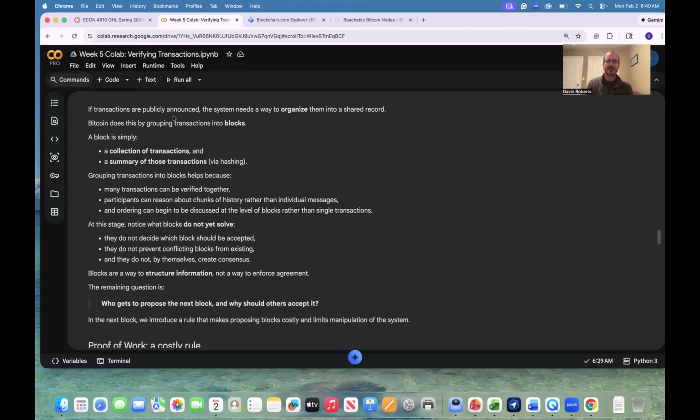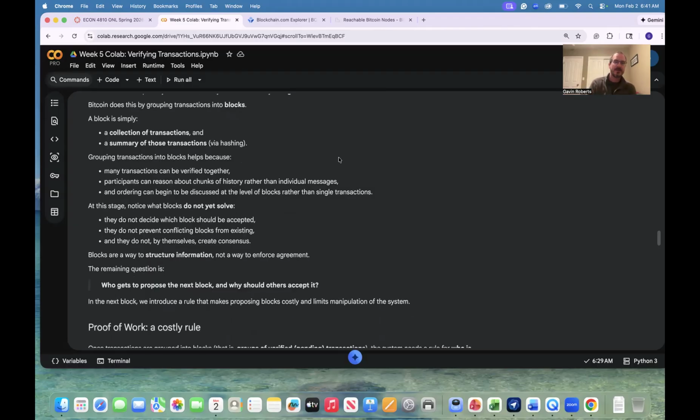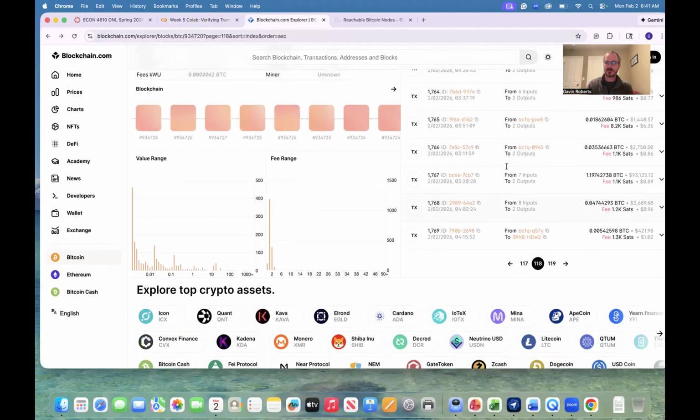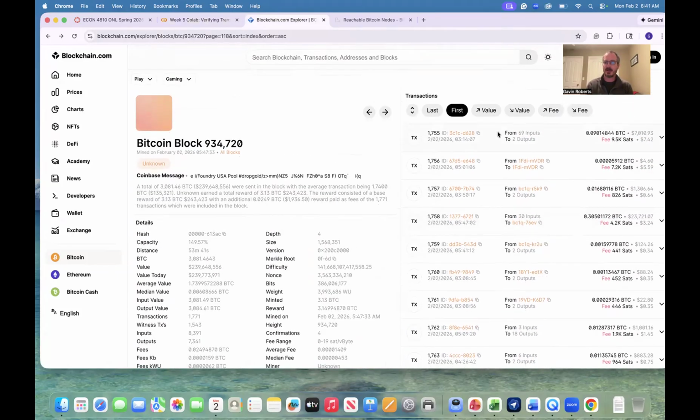So if transactions are publicly announced, the system needs a way to organize them into a shared record, the ledger that banks traditionally play the role of, but now we want to do this without a central authority like a bank. Bitcoin does this by grouping transactions into blocks. Here's a block, which essentially is a group of, we saw about 1,800 transactions.